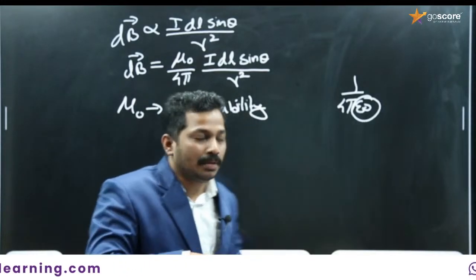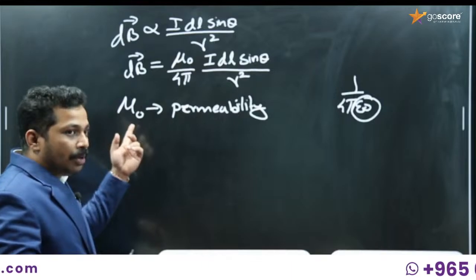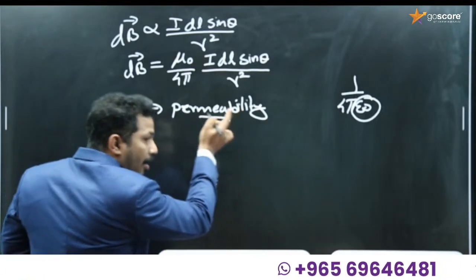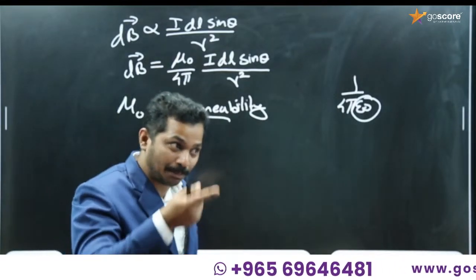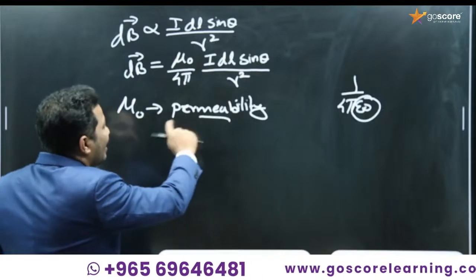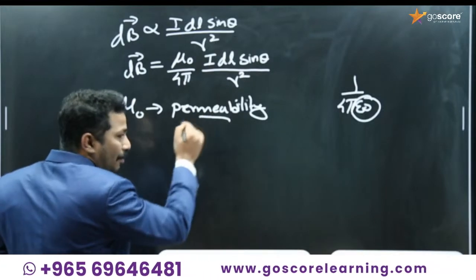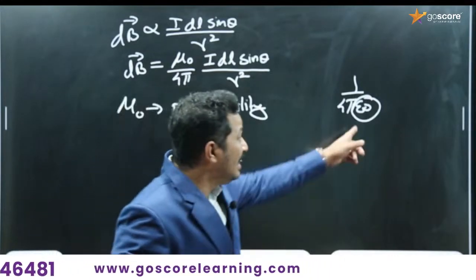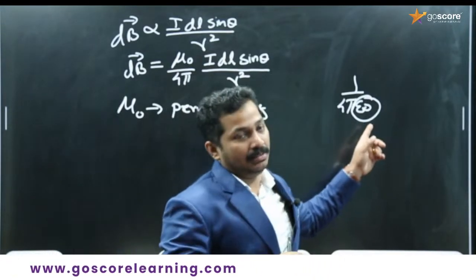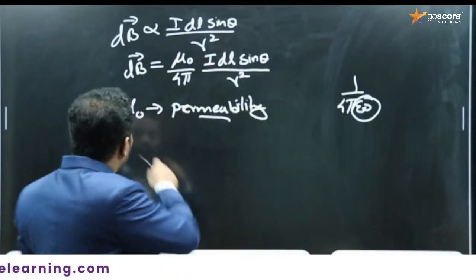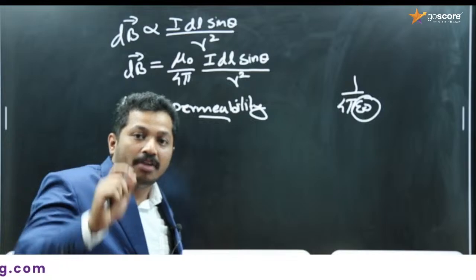So how can we remember? This Greek letter is pronounced mu, and here we have permeability. Remind yourself: mu 0, permeability. So you can relate like that. Epsilon 0 is electric permittivity, and mu 0 is magnetic permeability. Mu 0 means permeability of free space.